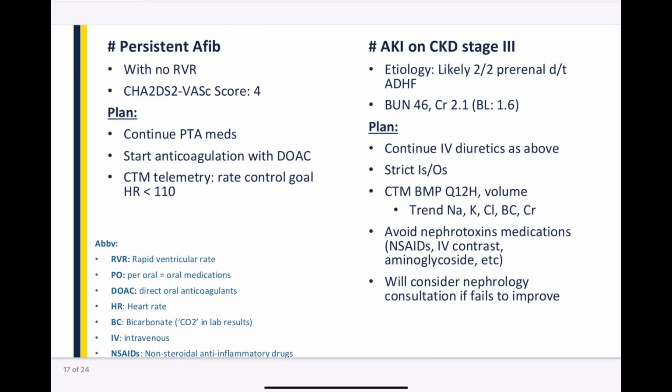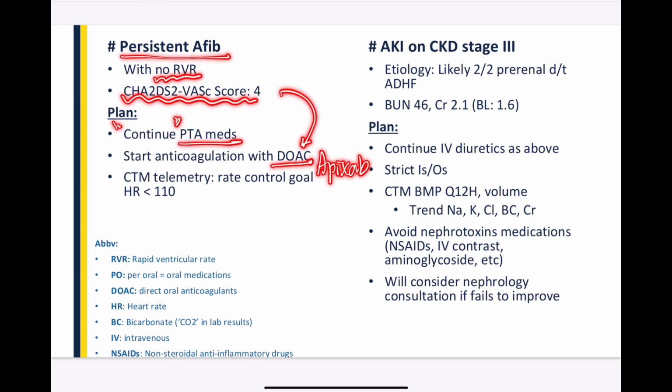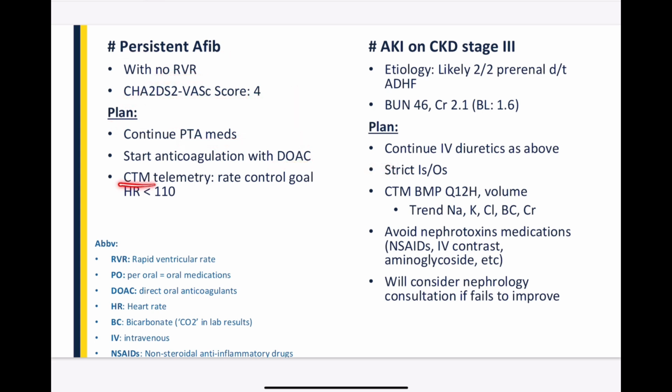Second problem is persistent AFib without RVR. His rate is well controlled with the current home regimen, so we'll continue his home medications. But his CHEST score is 4, so we'll start anticoagulation with a DOAC like Eliquis. Stay on telemetry and aim for a rate control target of heart rate less than 110.